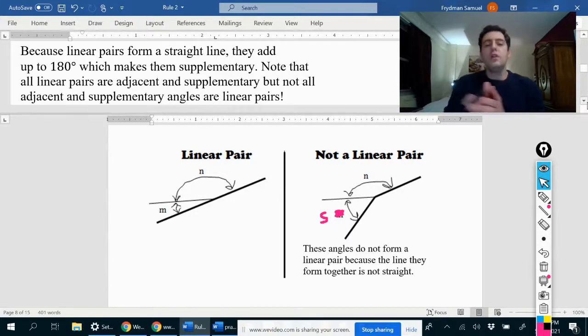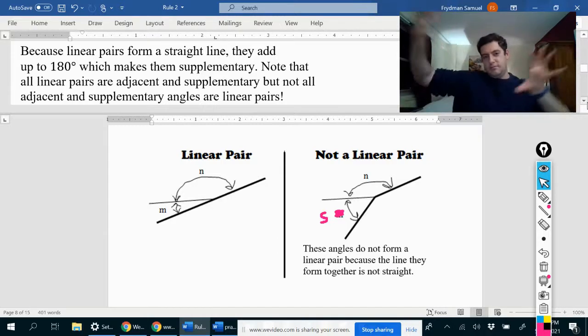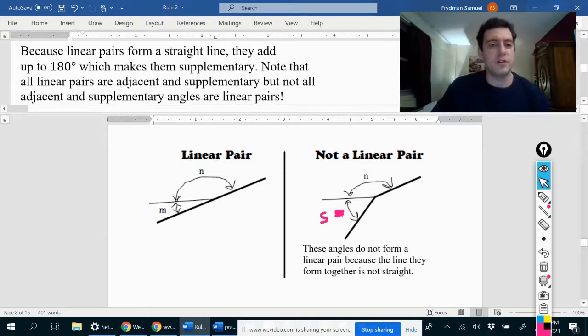Okay, all linear pairs are supplementary, and all linear pairs are also adjacent, but not all adjacent angles are linear pairs, and not all supplementary angles are linear pairs either, because they might just not be next to each other with how they're drawn. Okay, so note that all linear pairs are adjacent and supplementary, but not all adjacent and supplementary angles are linear pairs, okay? So I think I just said that.